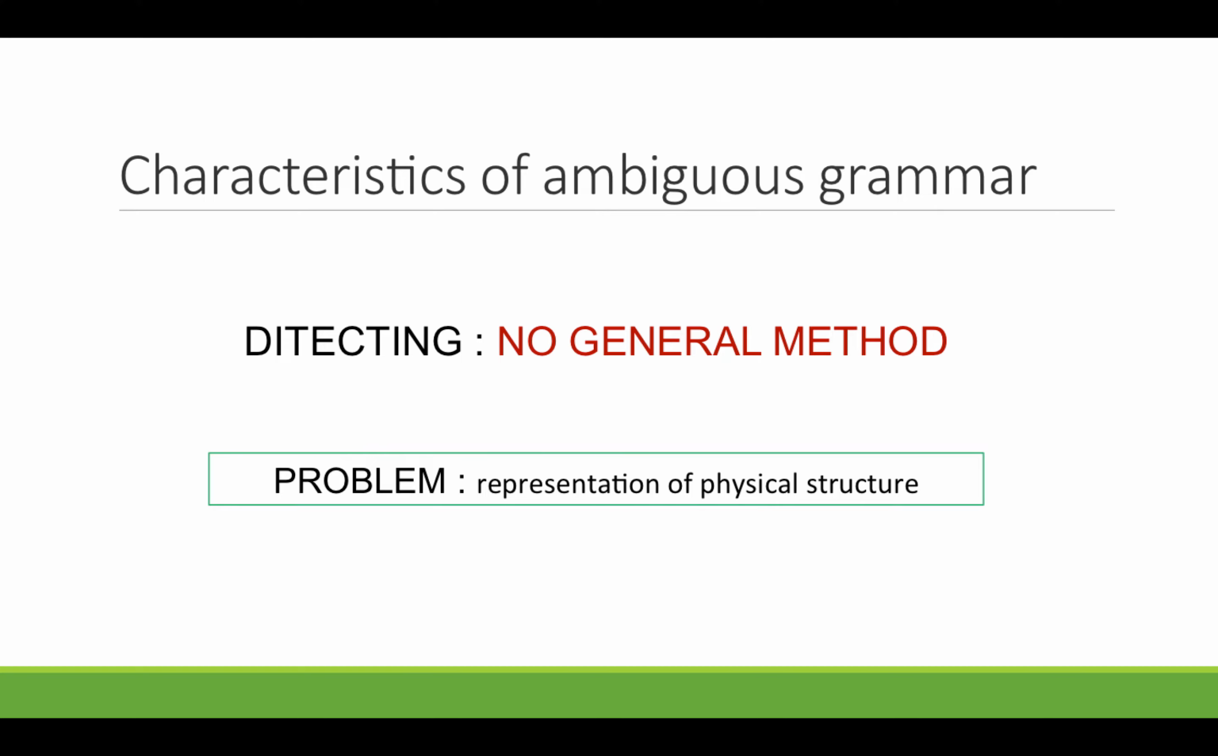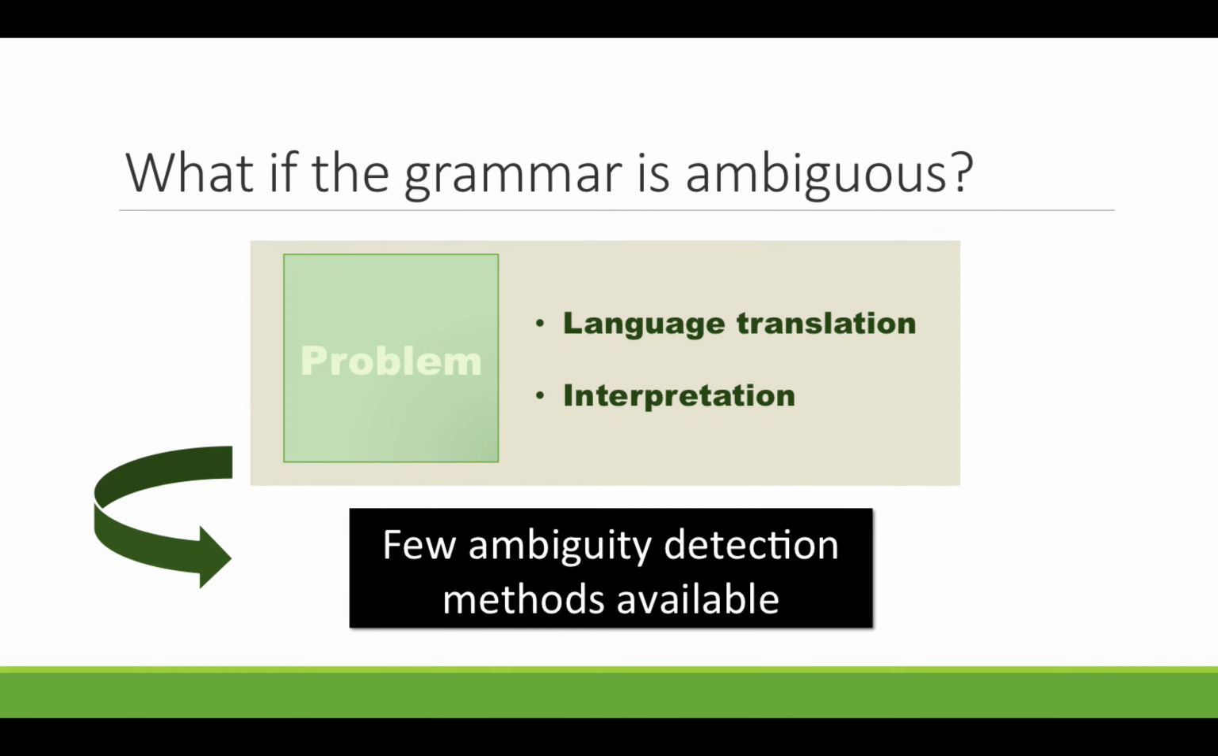So as characteristics of ambiguous grammar, we know that there is no general method for detection, and the other problem is that representation of physical structure would not be that easy. Then what if the grammar is ambiguous? Ambiguity causes problems in language translation and interpretation.